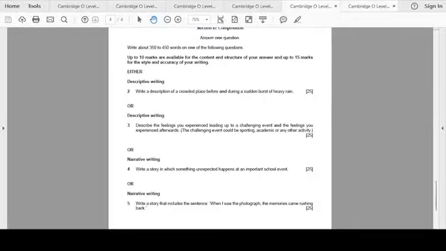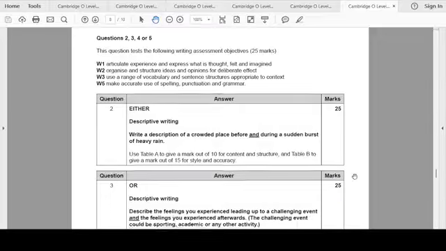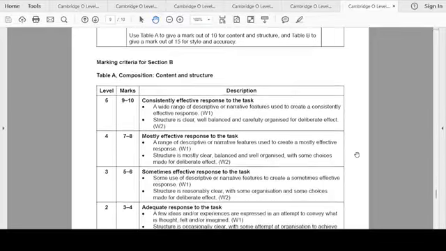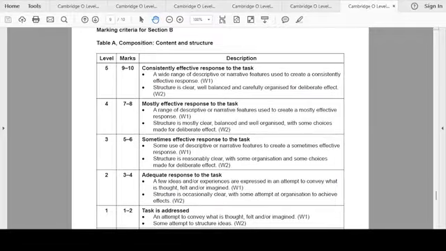So how do we get those marks? Again, the marking rubric is what we want to look at today to get an idea of how we can score those marks, what Cambridge is expecting of us. So 10 marks for content and structure. What can we do to get to level 5? What is expected? Consistently effective response to the task.